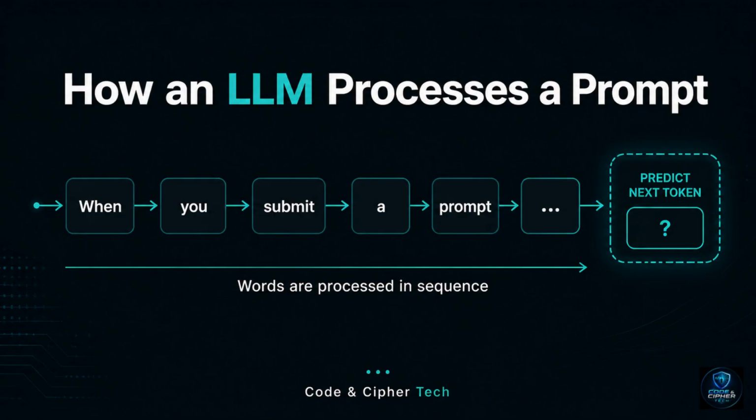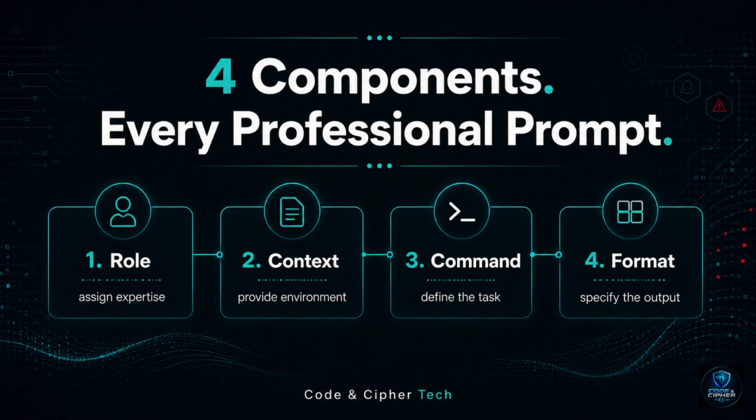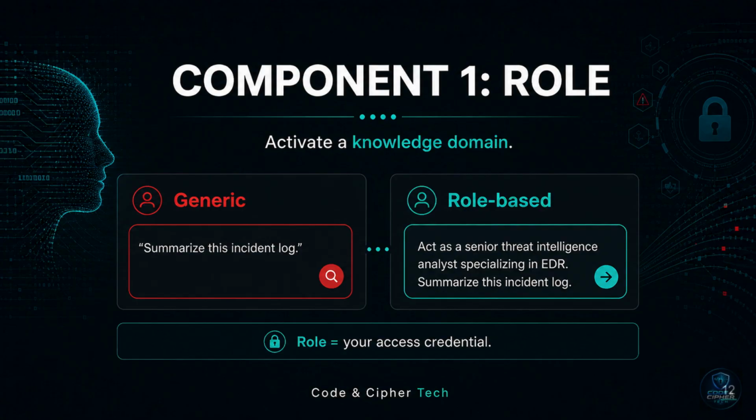Here's what's happening. When you submit a prompt to a large language model, the model doesn't retrieve information, it predicts. It analyzes every word you've provided in sequence and calculates the most statistically likely next token based on everything it was trained on. It is, at its core, pattern completion. Every high-quality AI output for security and automation work is built on the same 4 components: role, context, command, format. If your prompt is missing any of these, the model is guessing at what you want, and it will default to the most generic response in its training data. Let's break each one down.